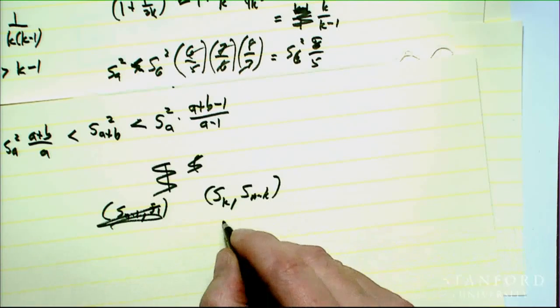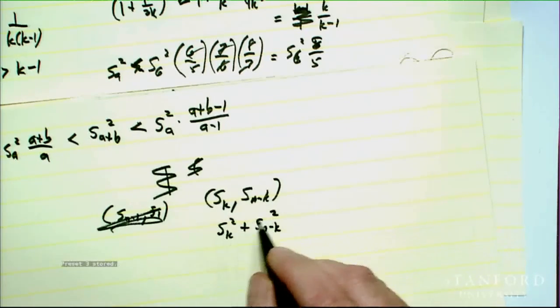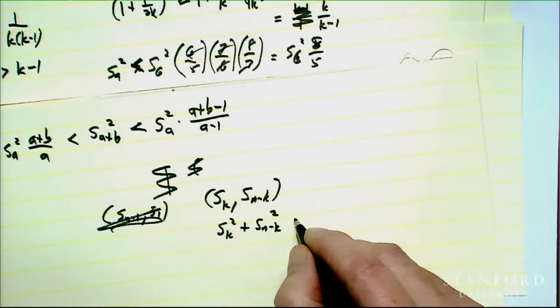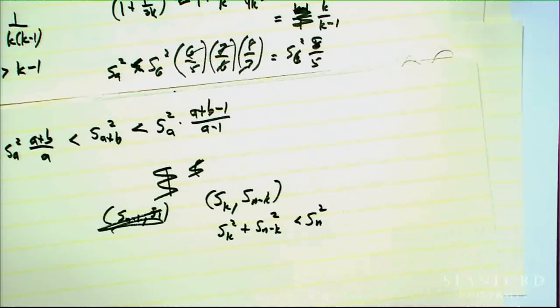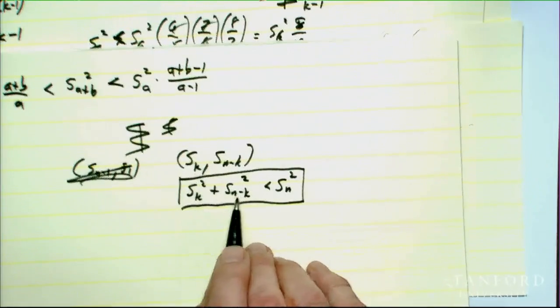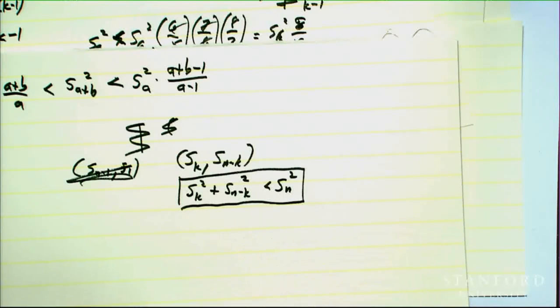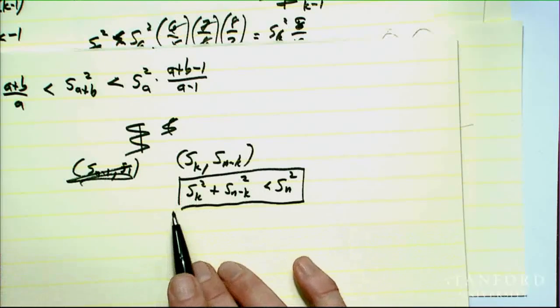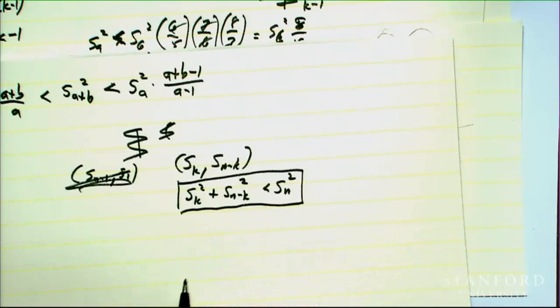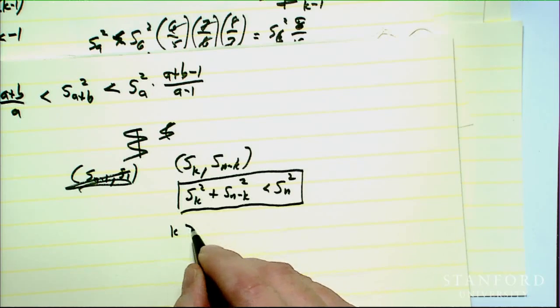So that means that Sk squared plus Sn minus k squared, the distance, is less than Sn squared. I mean, I could take the square root if that's the distance, but then I might as well square it again. So this is what I want to prove, that the square of the distance to the inner notch is less than the square of the radius. And well, we just about got it. So I can assume that k is, let's say, greater than or equal to n minus k.